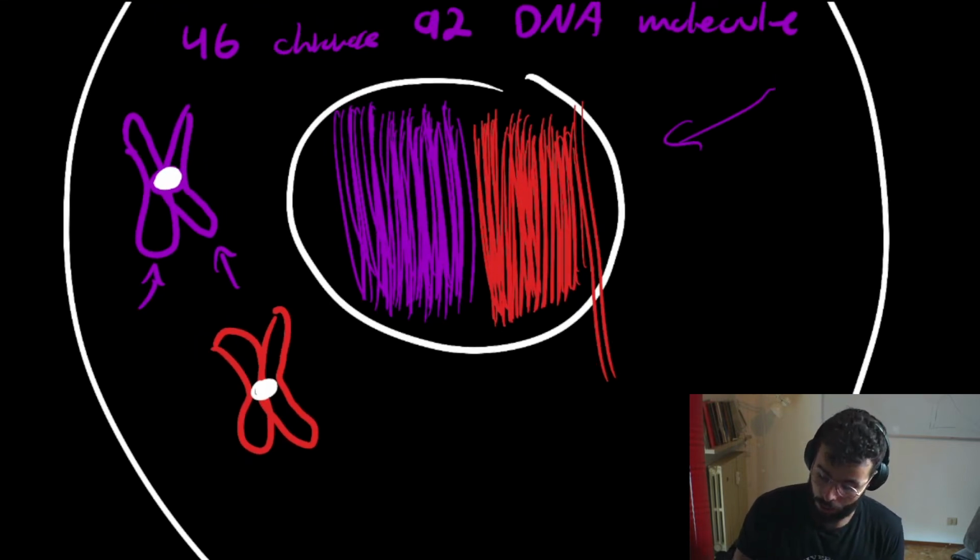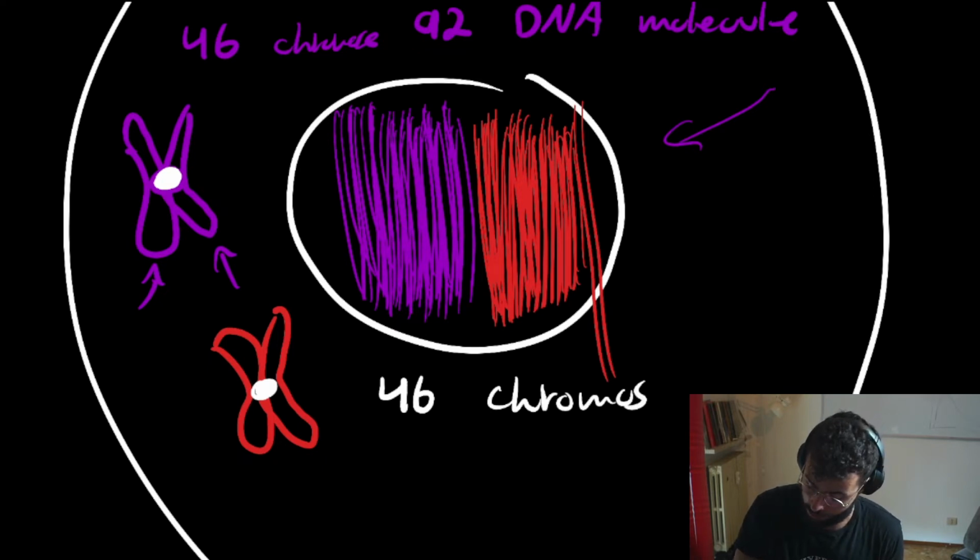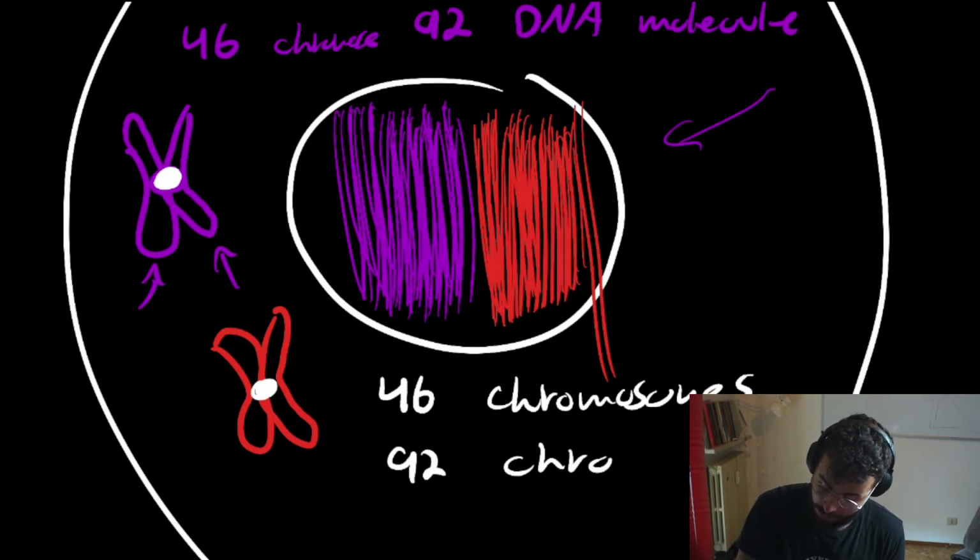So overall we are going to have 46 chromosomes during the prophase of a human cell, but we are going to have 92 chromatids during the prophase.